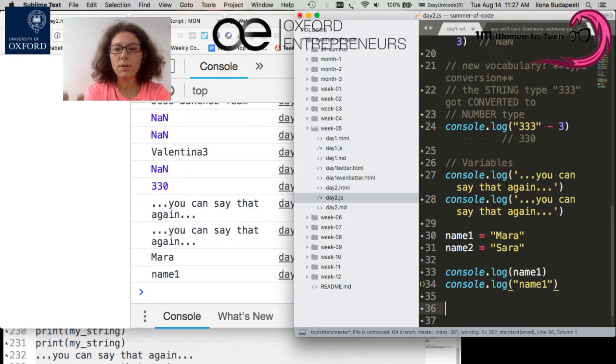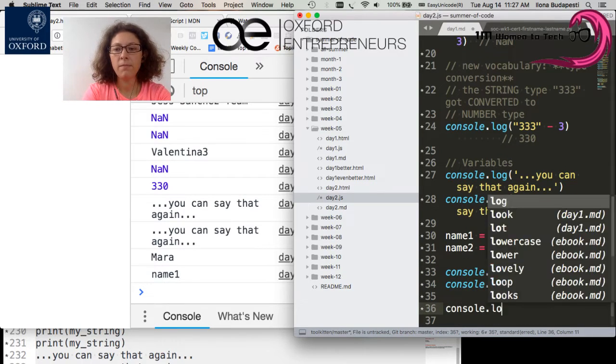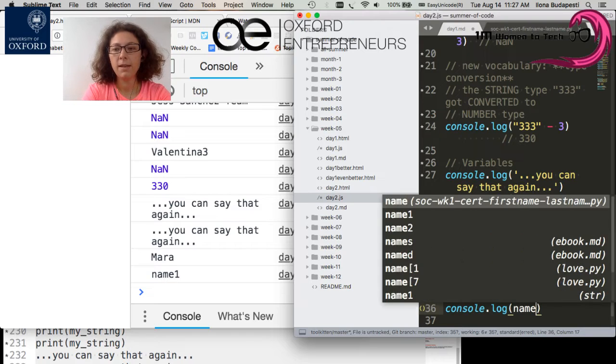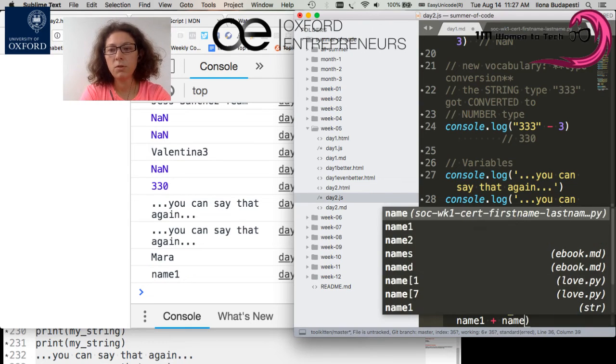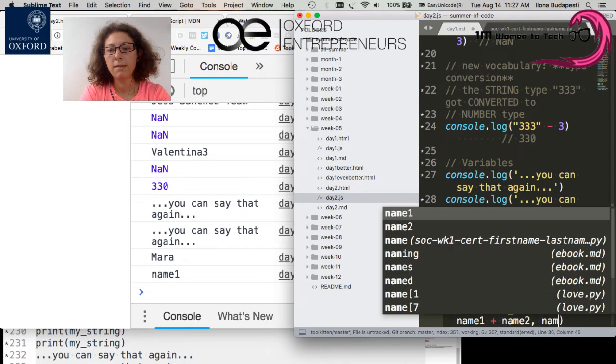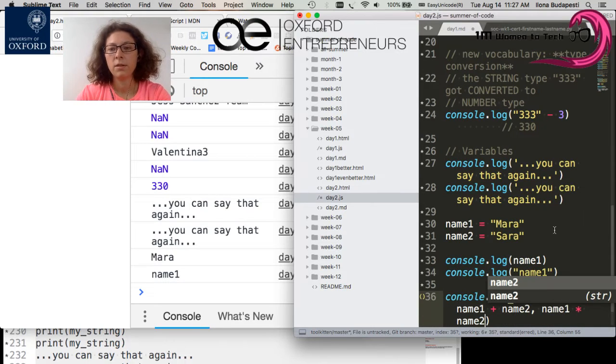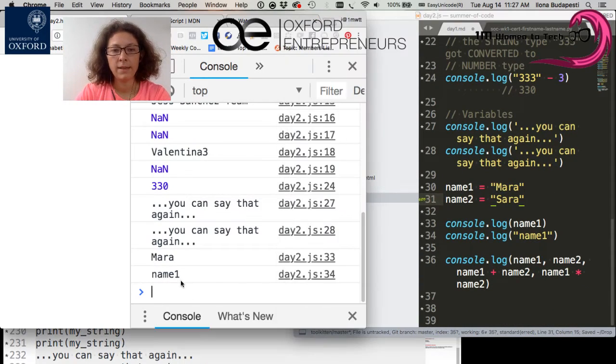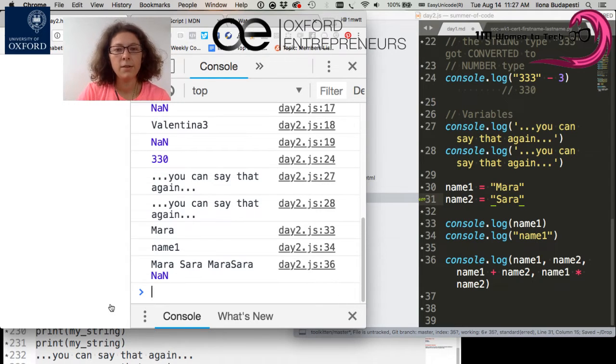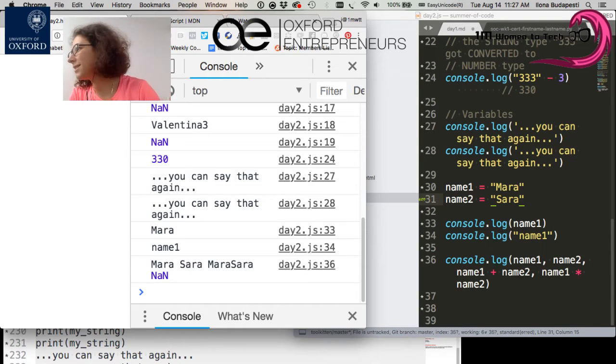So can we also do magic with them? Of course. We can have name1, name2. We can have name1 plus name2. We can have name1 times name2. And let's see what we get. So we got Mara, Sarah, and not a number. And now you start combining what you have learned.